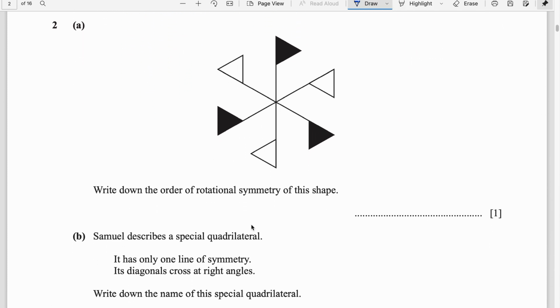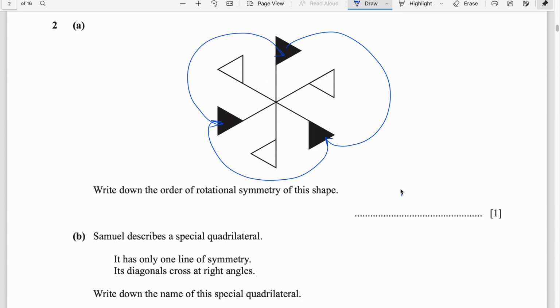Question number 2a. Write down the order of rotational symmetry of this shape. So when you rotate, this black shape will land on this, this will land on this, and this will land on this. So in 360 it rotates 3 times. So order of rotation is 3.